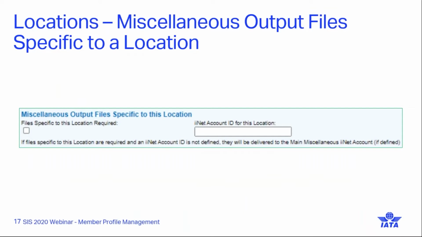Continuing, we look at miscellaneous output files specific to a location. Now, with the new selected location or added location, you can choose a unique INET account to send invoices to. Now, this will give you control over invoice distribution internally, depending on location. Allows you to route invoices from certain locations to certain INET accounts.